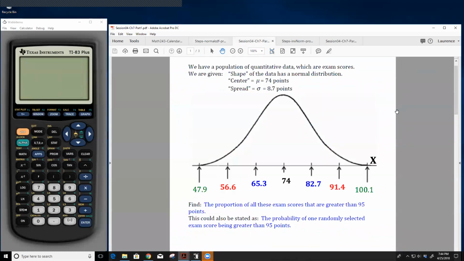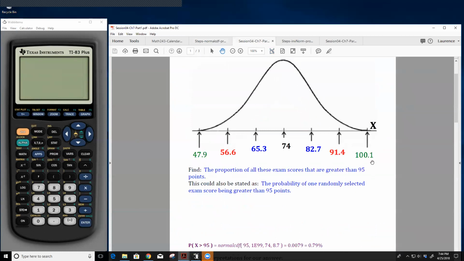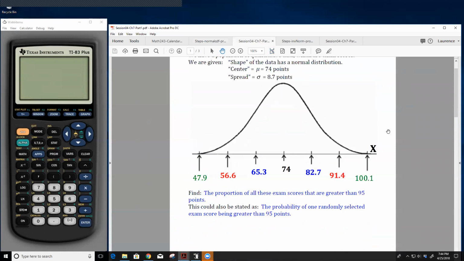All right, so let's suppose here we are. We got a population, and guess what? Their exam scores. And here you're given the shape, center, and spread. Now, oh, wait a minute. This is the one we just looked at. So you can see that I would have just gone through that same process. But I'm going to do it because I was just pointing and showing it. That's not the same.